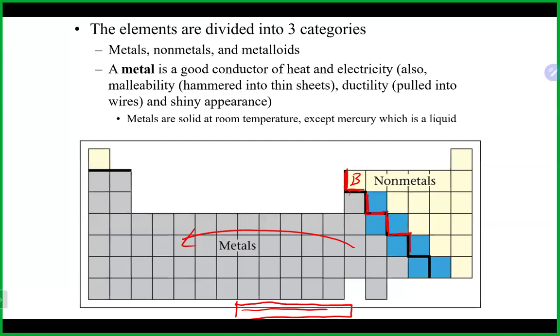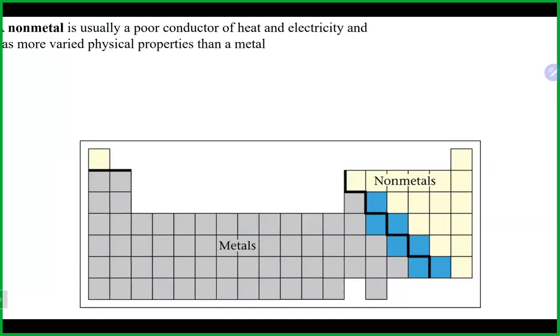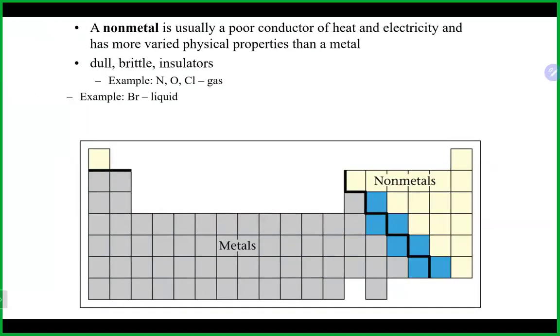To the right of that staircase and kind of upwards of the staircase, that is where we find our nonmetals. So our nonmetals are pretty much the opposite sort of description of metals. They are bad conductors of heat and electricity. They also are very dull. They're brittle. They're oftentimes used as insulators.